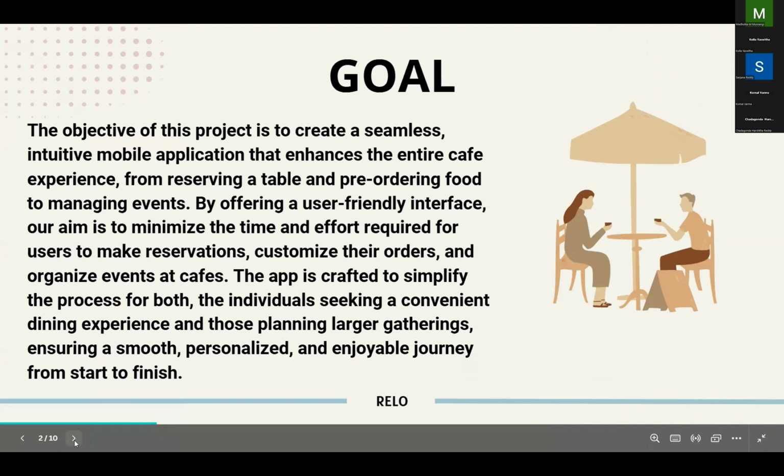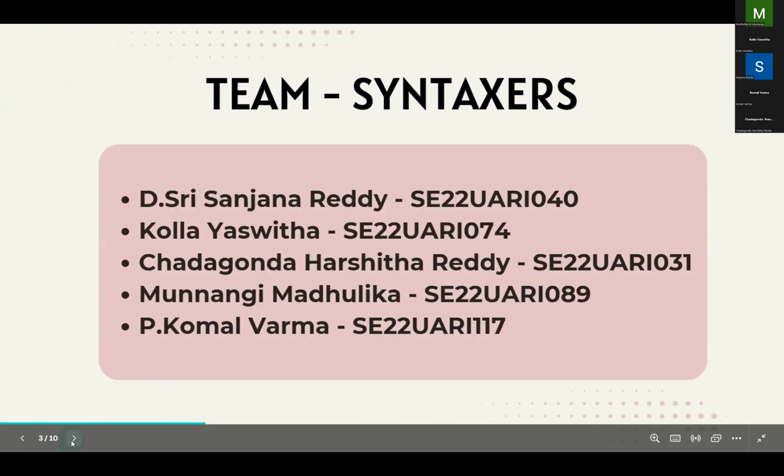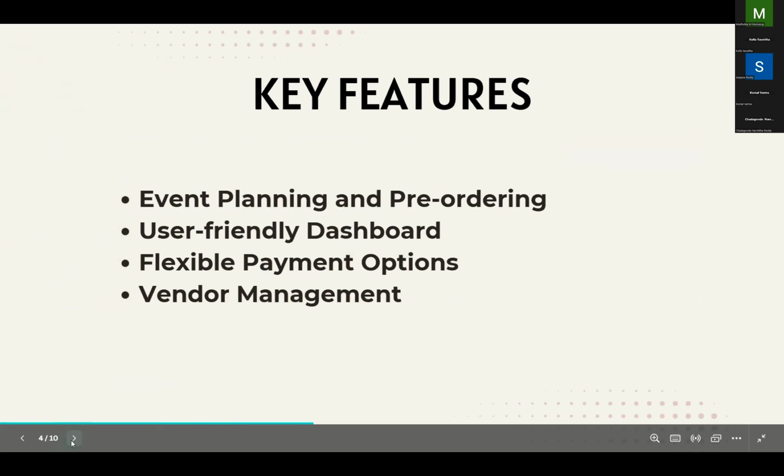With Relo, users can explore various cafes and event spaces, browse menus, and book vendors to ensure that every aspect of their event is covered. This application identifies nearby cafes and allows users to place orders in advance, ensuring that food is prepared and waiting at the table upon arrival. This feature enhances convenience, making the dining experience smooth and stress free. Key features of our application would be our services, user friendly dashboard, flexible payment methods, and vendor management.